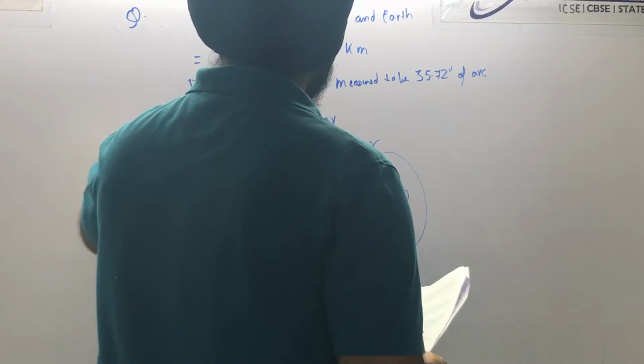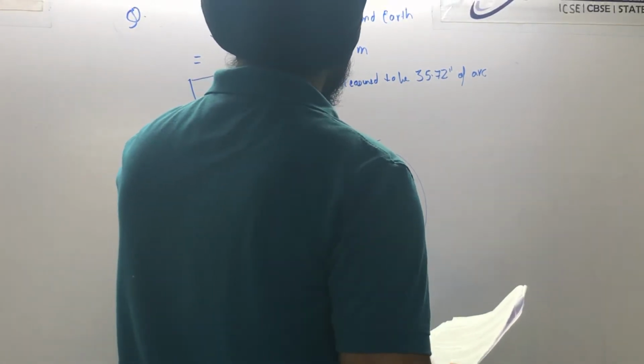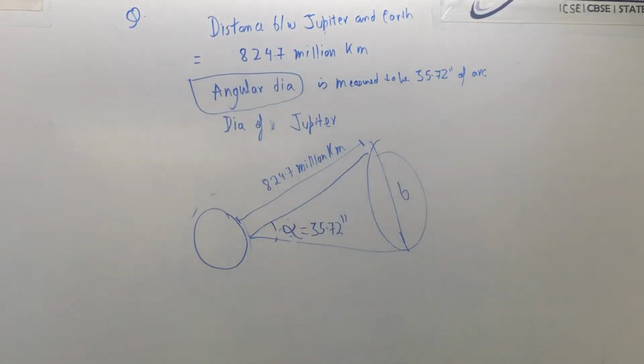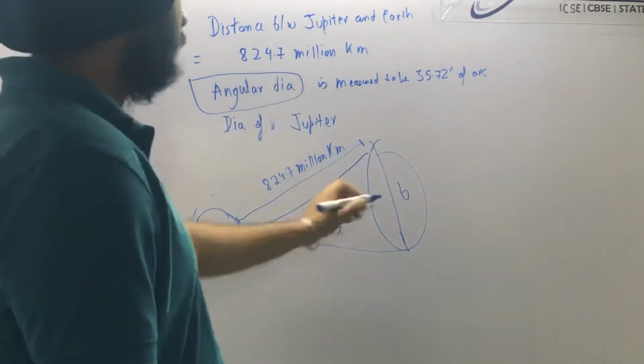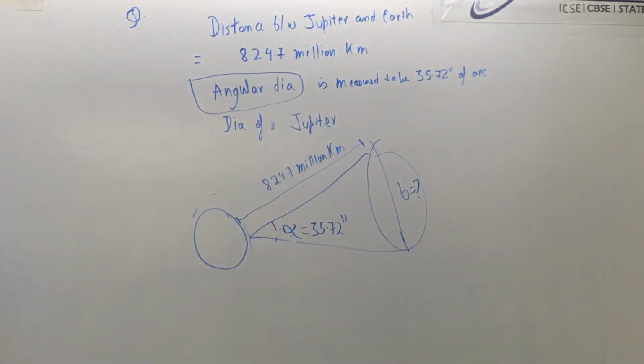Okay, I will write million. We will convert it later. I will show you how to convert and everything. So this is the question here. What we have to find is this B. B is the diameter of Jupiter.